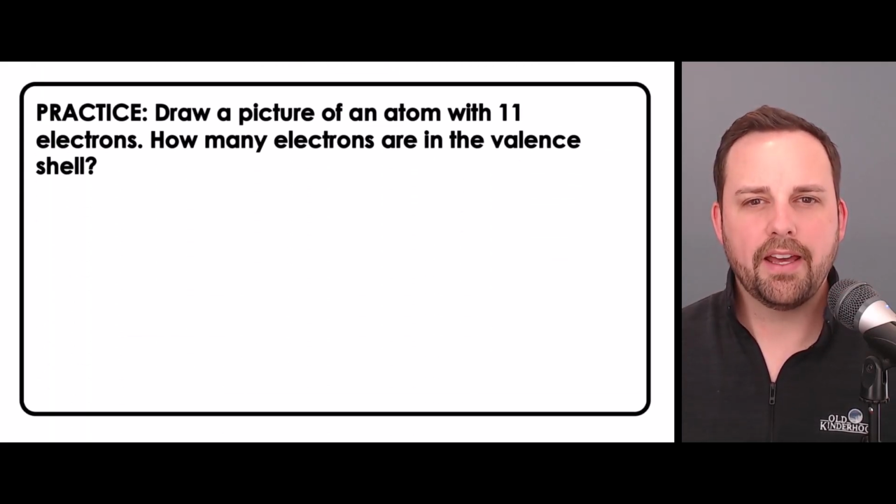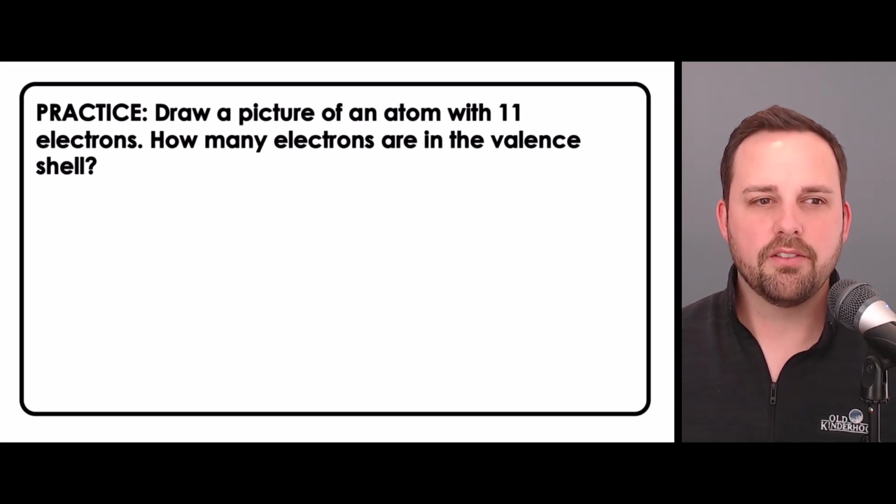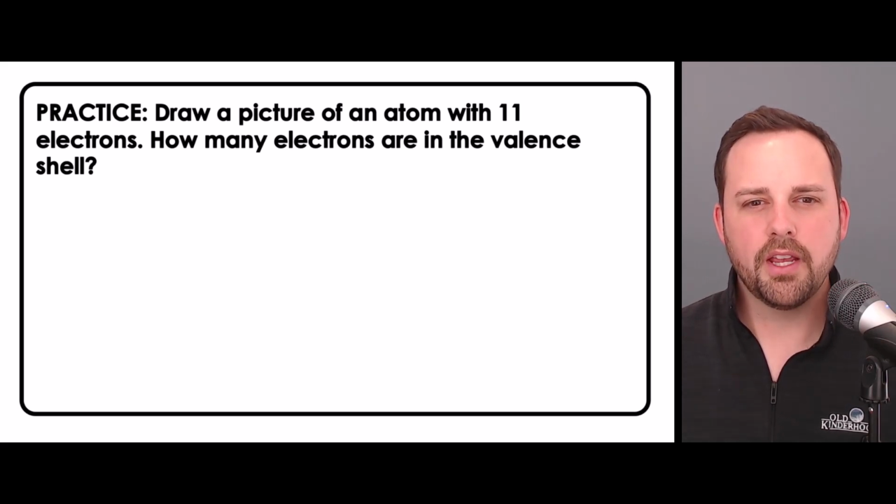Here's another practice question for you. Draw a picture of an atom with 11 electrons. And how many electrons are in the valence shell? Try to answer this question on your own. As before, we'll take the shortcut to drawing the nucleus. Just draw a big red circle with a plus sign in the middle.